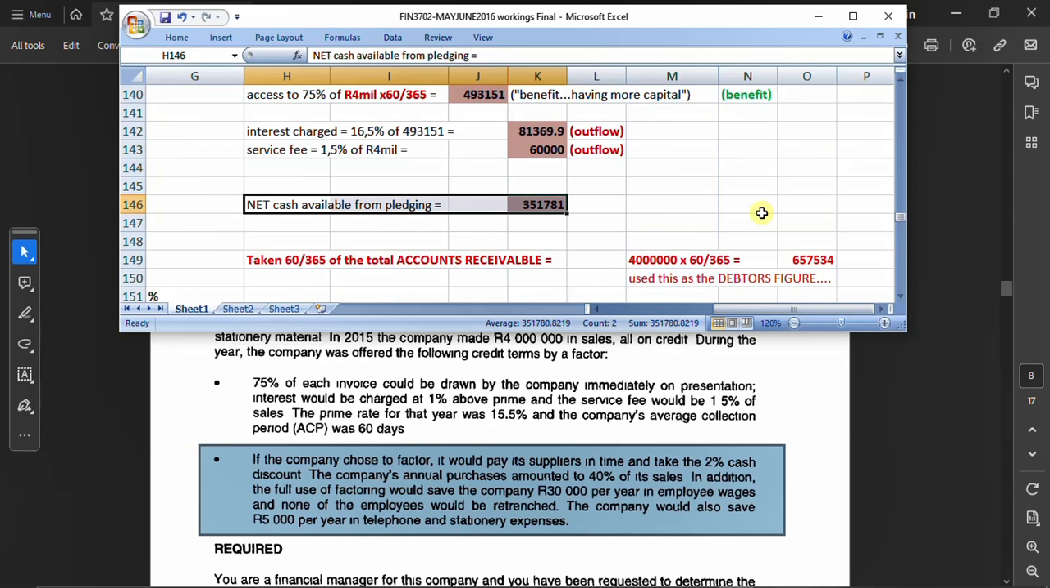So this portion of what I'm going to be generating, I'm going to be receiving a certain amount of money every 2 months, every 60 days. It makes a little more sense, a portion of those debtors are going to be collecting. I think maybe I just need to go over that again. So the figure is 351,781, which is what I can actually get from this arrangement.